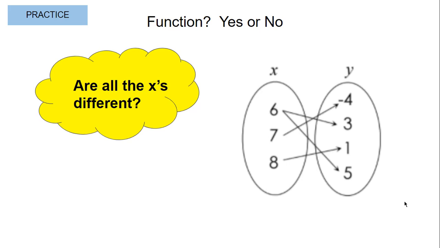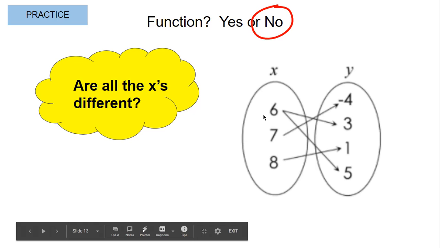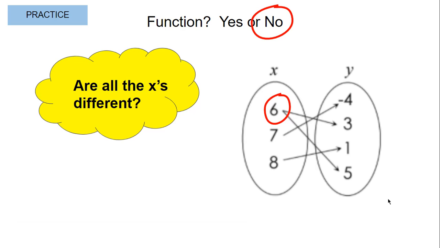Is this a function, yes or no? Are all the x's different? The answer is no. There are two arrows coming from the 6. So that means that the points are 6, 3, and 6, 5, making the x's repeat. You can see the two arrows coming from the 6 as well.